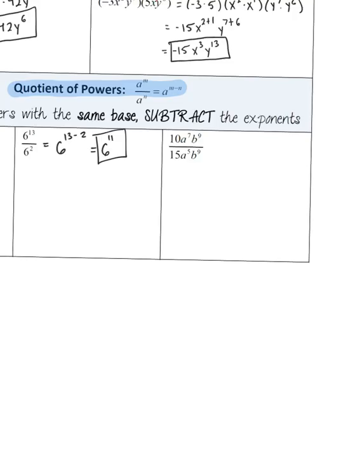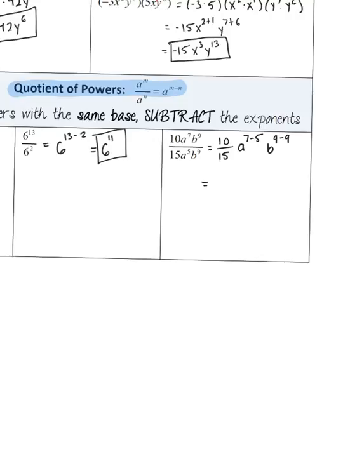Okay, now I'm going to break this up into a couple different sections. So I'm going to group the numbers together, I'm going to group the A's together, and the B's together. So I'm going to do 10 divided by 15 first. Then the A's grouped together, remember you're subtracting those exponents. So this is going to be A to the 7 minus 5. Then I'm going to have B to the 9 minus 9.